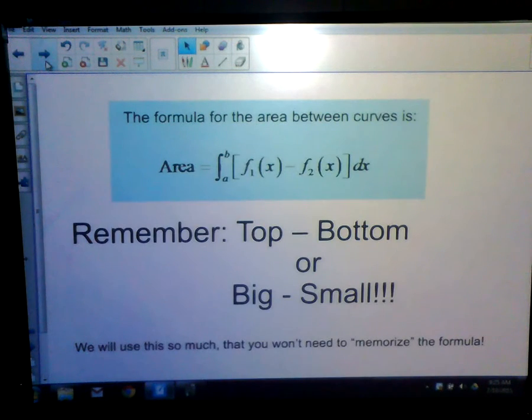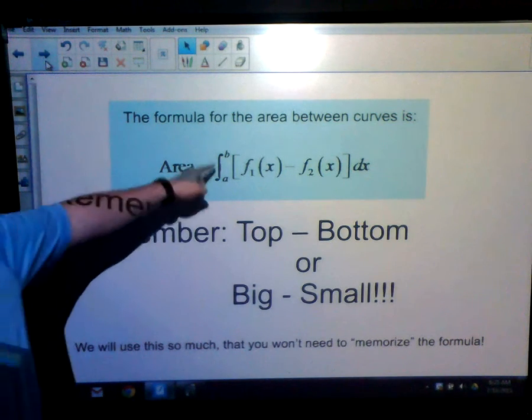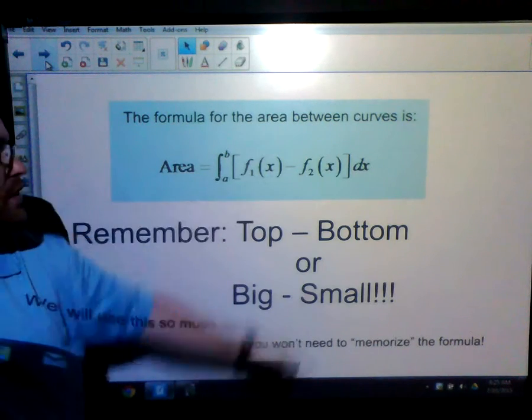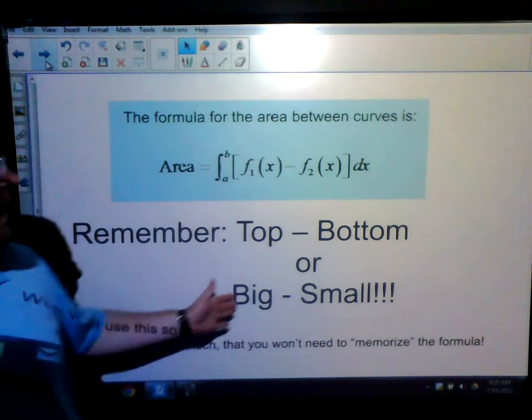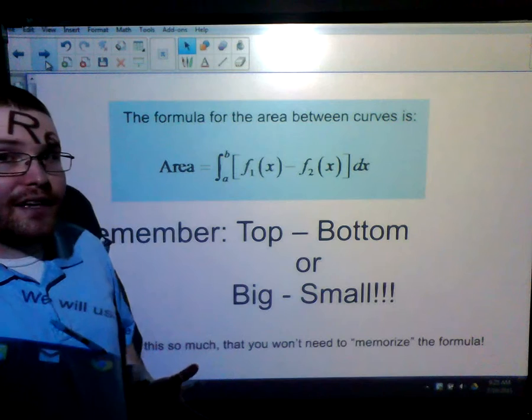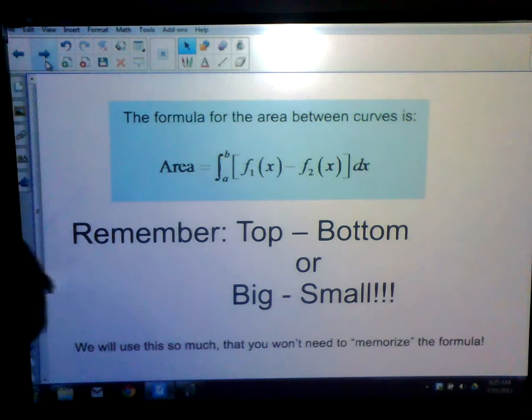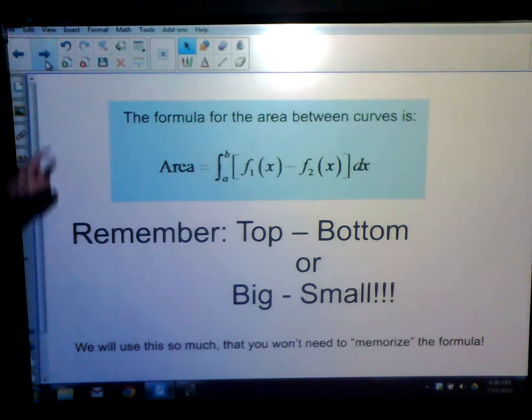What's the big idea here? The area between two curves is the integral between the two intersections of the top one minus the bottom one. Or you can think of it as the big one minus the small one. Sometimes I like to think about it as the far one minus the close one. Top minus bottom or big minus small. Okay? We're going to do a lot more examples in class. But for now, let's go on to a different type of problem.